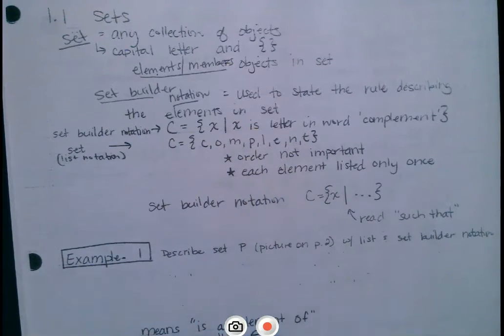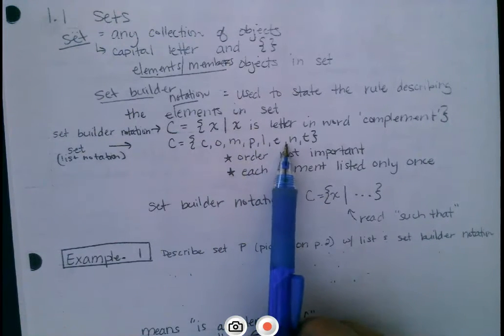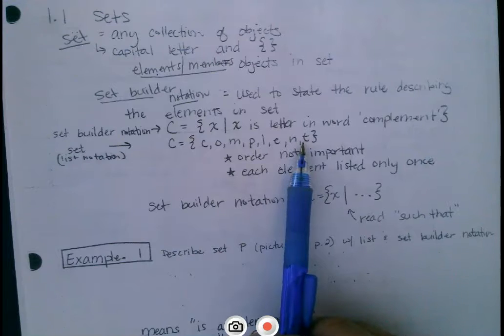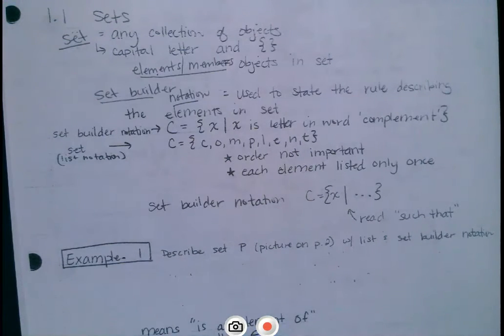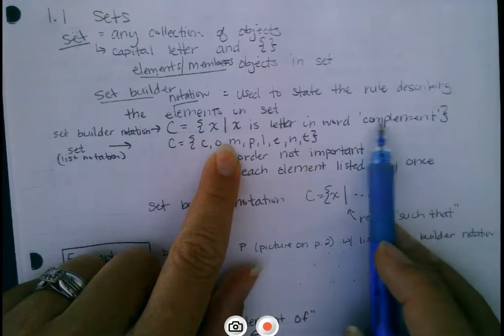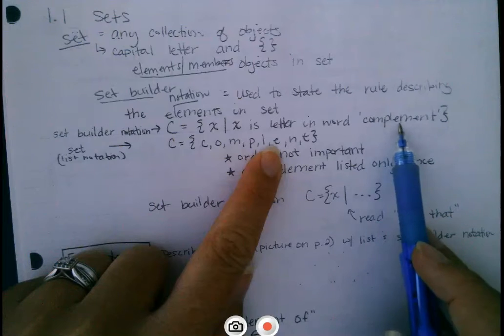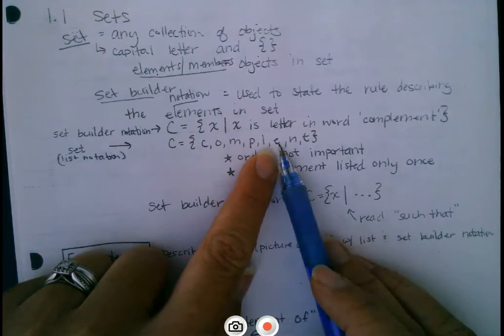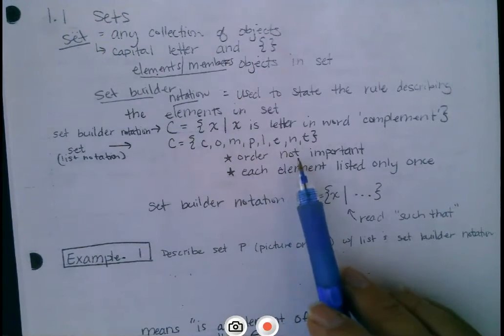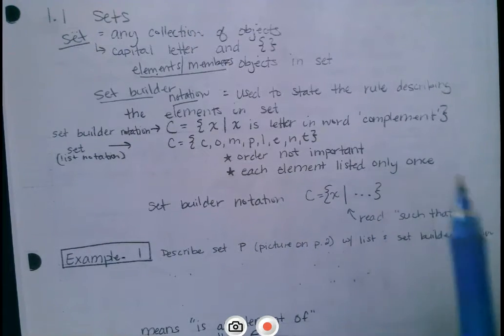Wait a minute, that's not how I spell complement. It isn't? Shouldn't it be C-O-M-P-L-E-M-E-N-T? Well, we only list each element once. There was already an M, so we don't list it twice, we just list it once. There's two E's in complement, but we only list it once. So order is not important. We could have put it in any order, but each element is listed only once.